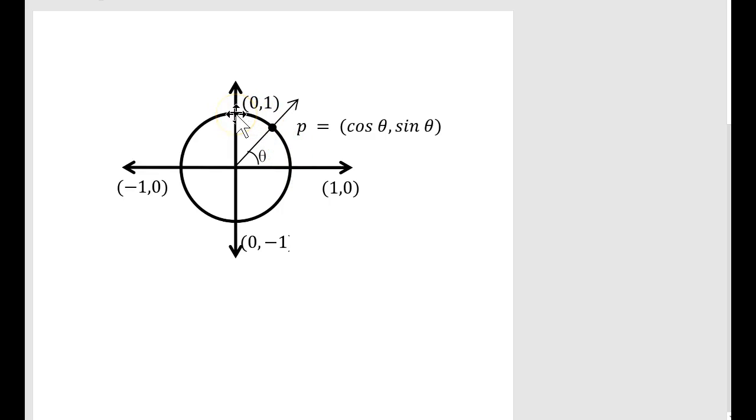At pi on 2 radians, our y value, our sine of the angle, is going to be 1, down to 0, down to -1.